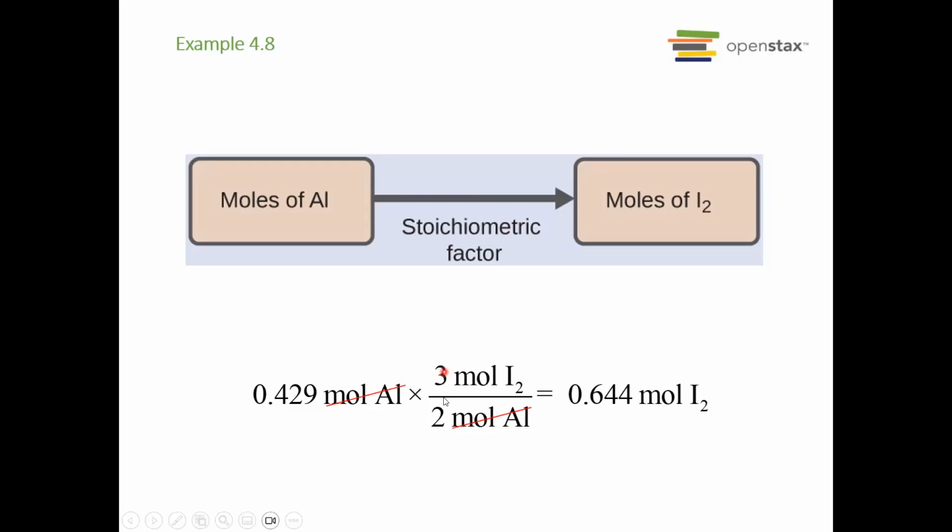But also remember, those coefficients in the balanced chemical equation are exact numbers. So there's really an infinite number of sig figs with the 3 and the 2 here. That's why our final answer has 3 sig figs to match the initial 3 sig figs in the moles of aluminum.